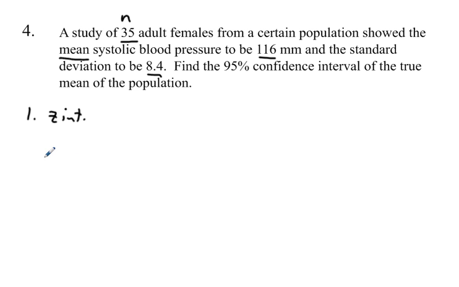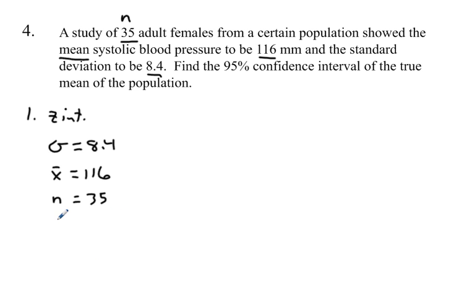The next thing up there is standard deviation. So for standard deviation, you want to put in 8.4. X bar is our next choice up there. That's our average. Our average of our sample was 116. Next, it's asking for N. N is the number of people. Number of people is 35.